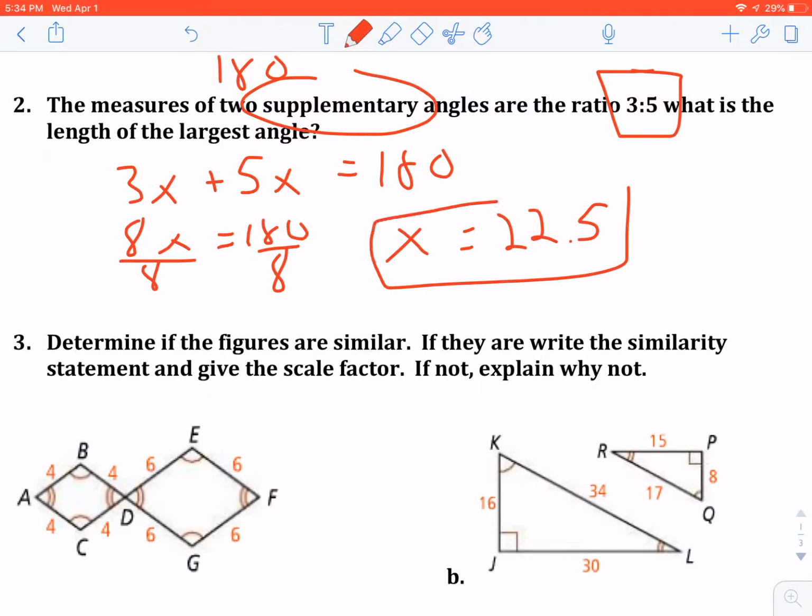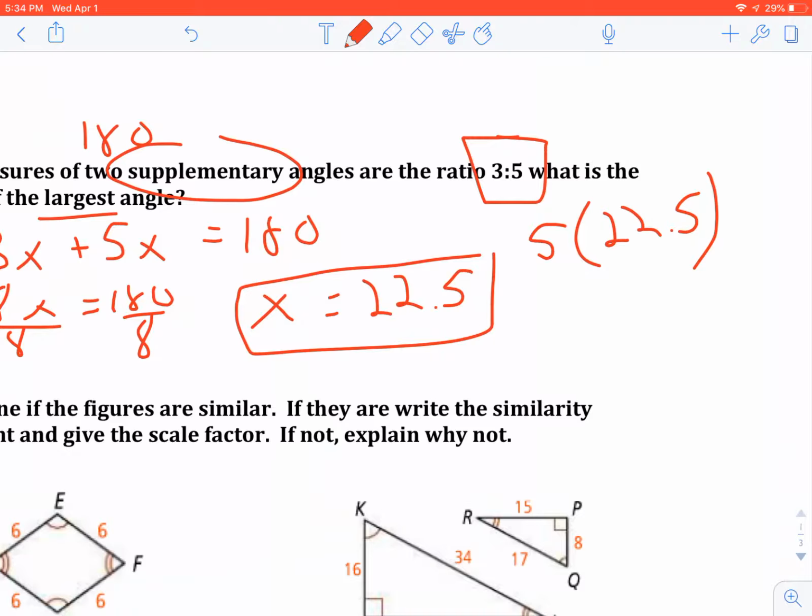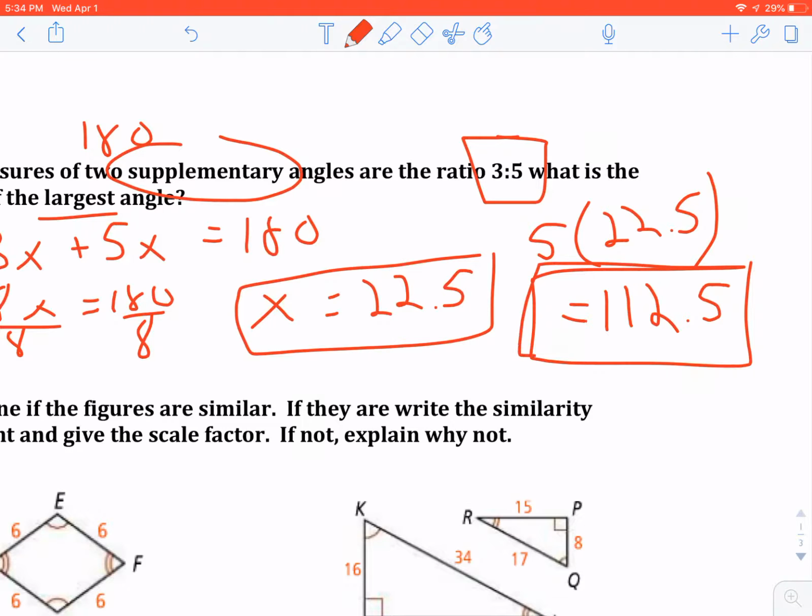Now, that's not the answer. That's just the value of x. One angle is 3x, one angle is 5x. They're asking me for the largest angle, so that's got to be the 5x. So now I just need to simply take 5 times my 22.5, and when I do that, I get 112.5. So that is the measure of the largest angle there.